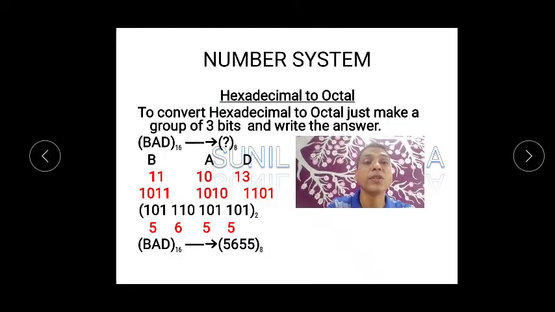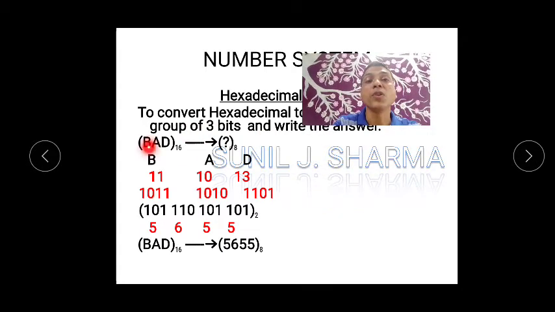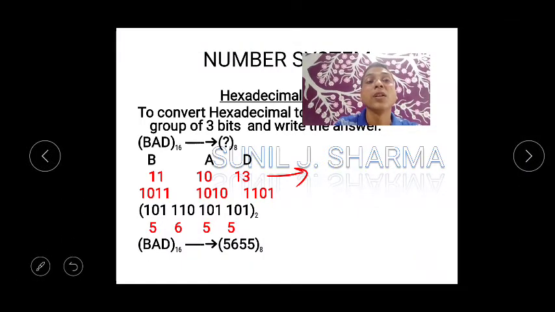Okay, now let's do vice versa, hexadecimal to octal. Exactly the opposite process will happen. To convert hexadecimal to octal, we have to make a group of 3 bits and write the answer. Suppose this is your hexadecimal number. This B means 11, A means 10, and D means 13. I have written this in decimal, and this is in binary.